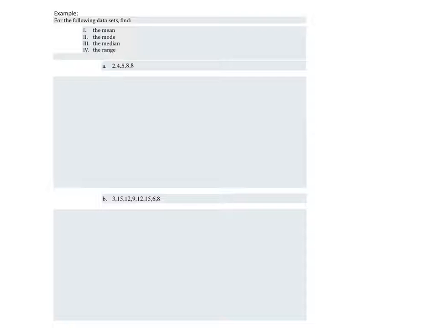Now, although I can do all of this on the calculator, I'm going to do these manually as well, just to show you that they can be done both ways. But we should probably try to use our calculator as much as possible. The mean. Let's look at the mean first for this one. So the mean, what do we have to do? We add them all together. 2 plus 4 plus 5 plus 8 plus 8. There are 5 of them. So we divide by 5, and our answer is 5.4.